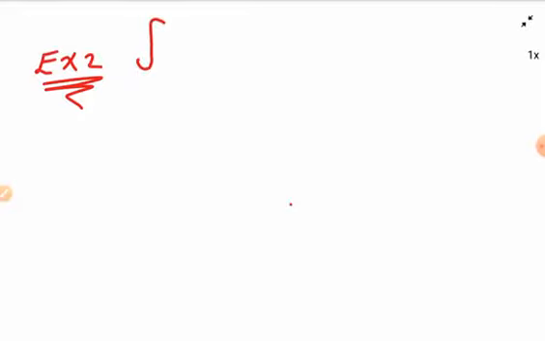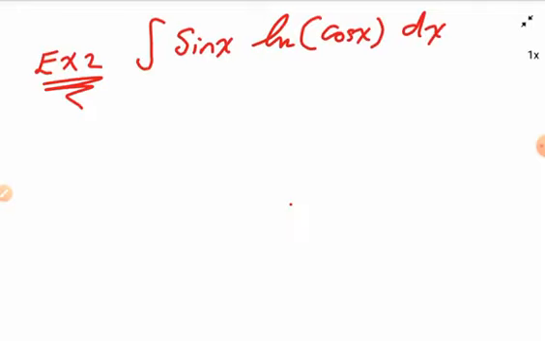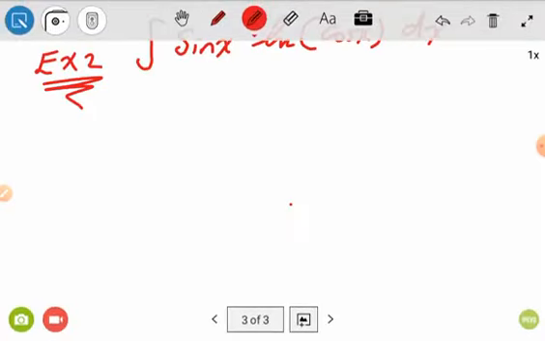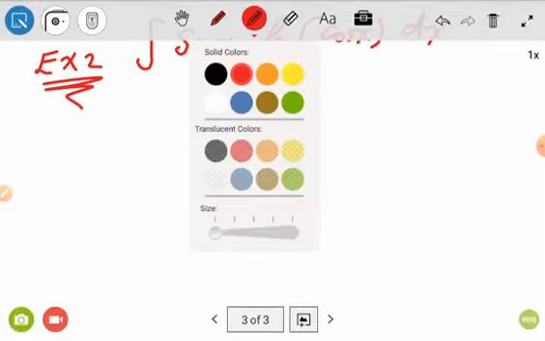Find the integral of sine x times ln of cosine x dx. First of all, we should decide what is u and what is v.